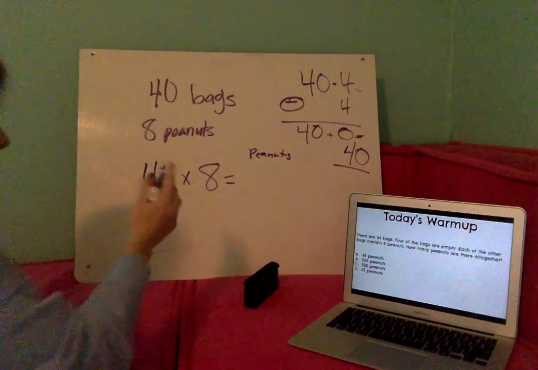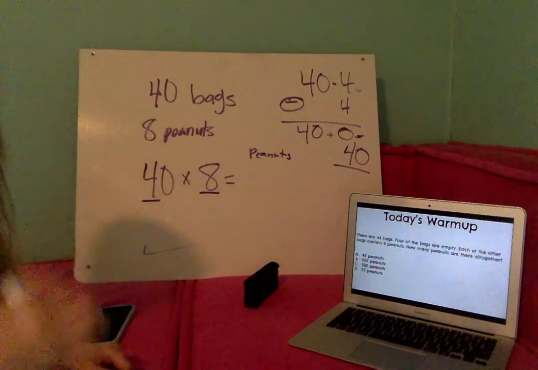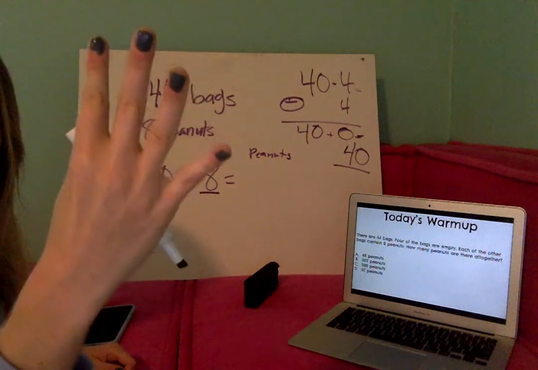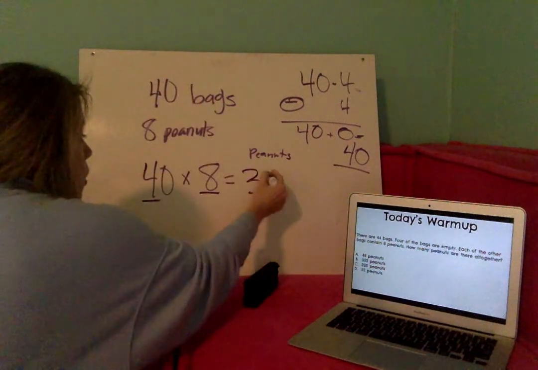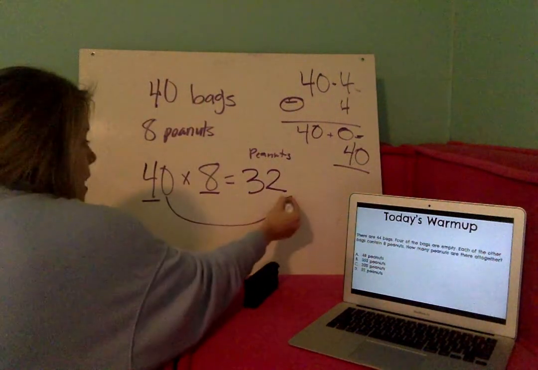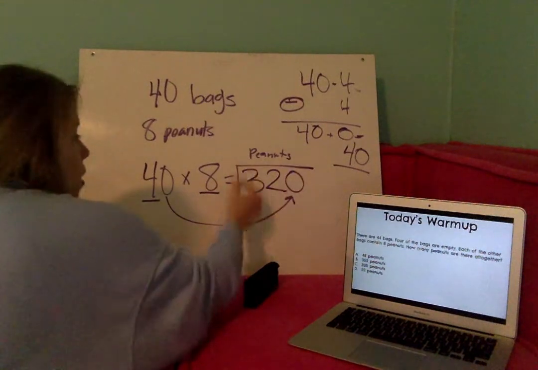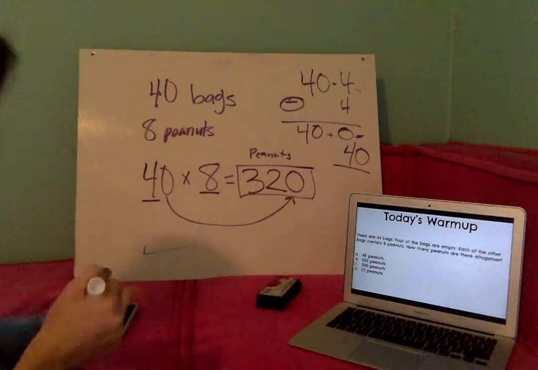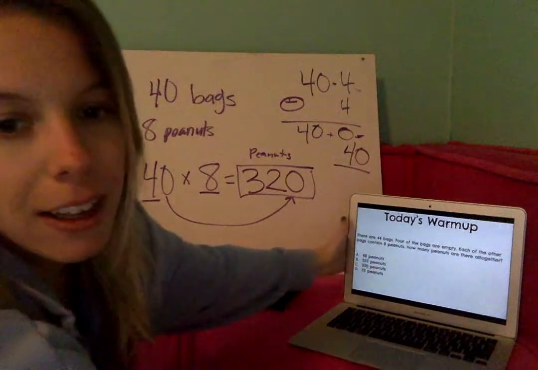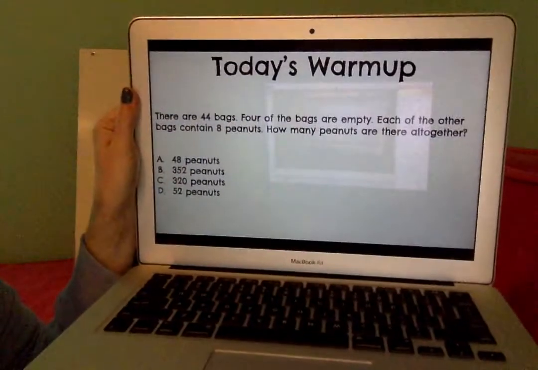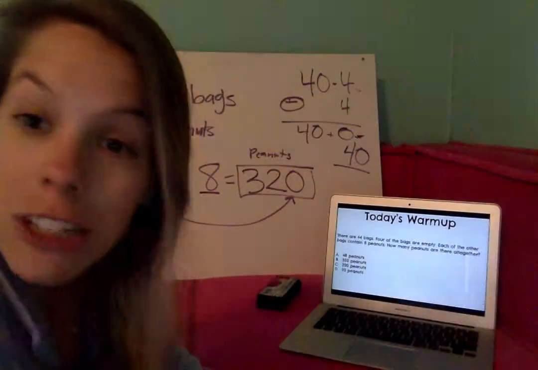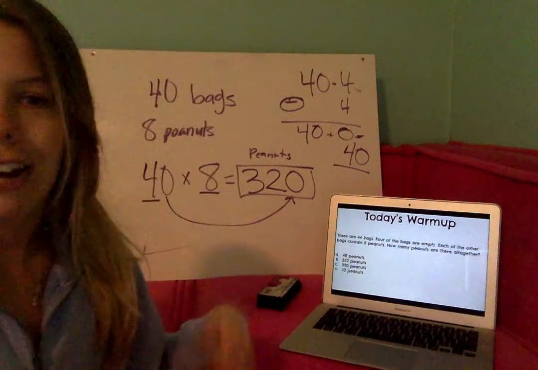To do 40 times 8, you do 4 times 8. 8, 16, 24, 32. And you add that 0. There are 320 peanuts. The answer would be C. So give yourself a pat on the back if you got it correct.